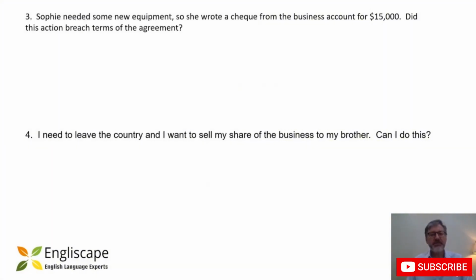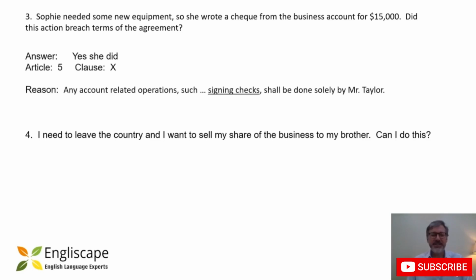Question number 3 from Mr. Taylor. Sophie needed some new equipment, so she wrote a check from the business account for $15,000. Did this action breach the terms of the agreement? Well, yes, she did. It's in Article 5, and the reason, any account-related operations such as signing checks shall be done solely by Mr. Taylor.